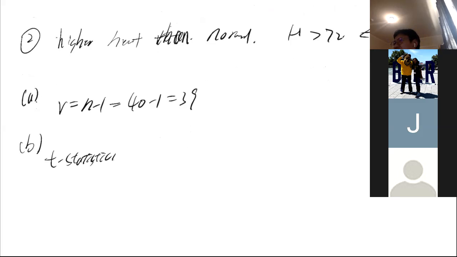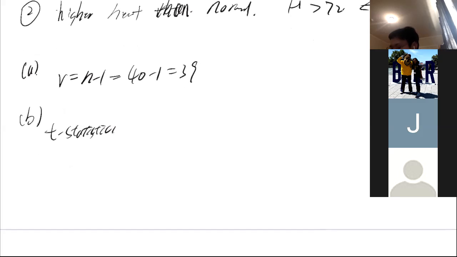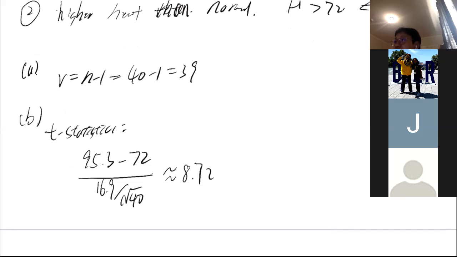So remember, the t statistic is just the same thing as the z-score. But we're just handling it as a t statistic. So the way to calculate is the same. You do x bar minus mu divided by sigma, in this case 16.9 divided by the square root of n, which is 40. So that's our t statistic, and that evaluated to 8.72.